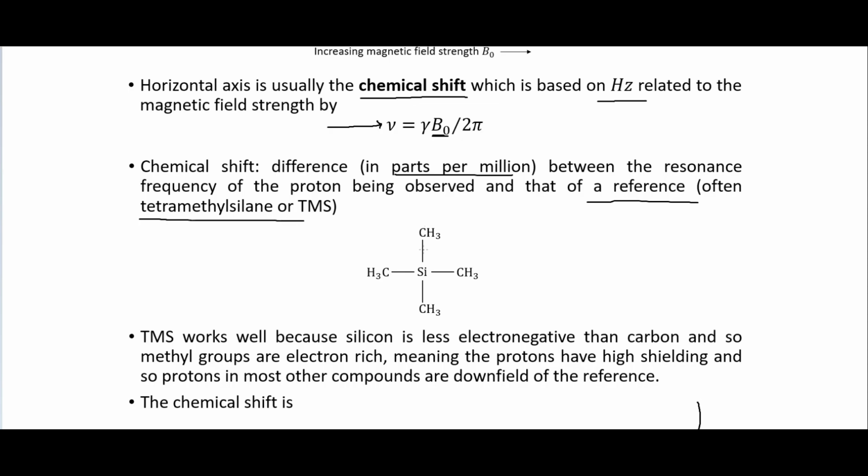And the reason for that is because the silicon is lower in electronegativity than the carbons, and so it's actually going to be pulling electrons out towards these carbons here, and so that will actually shield those protons more than pretty much anything that you would see in the vast majority of organic chemicals.